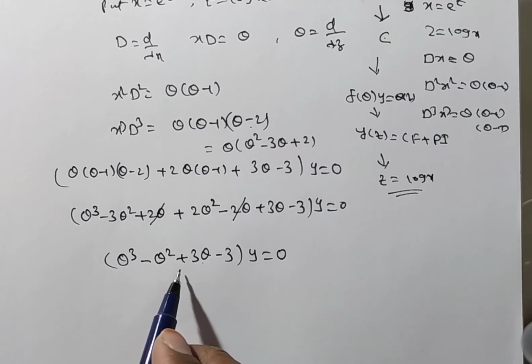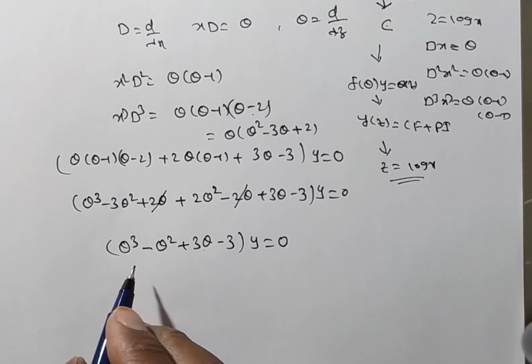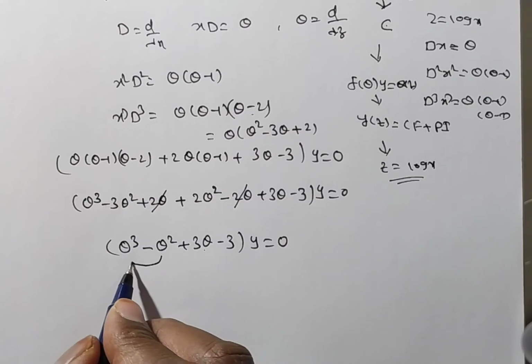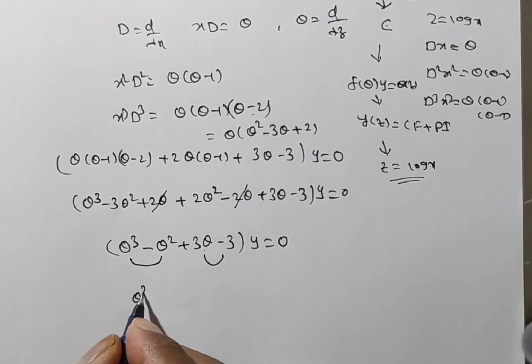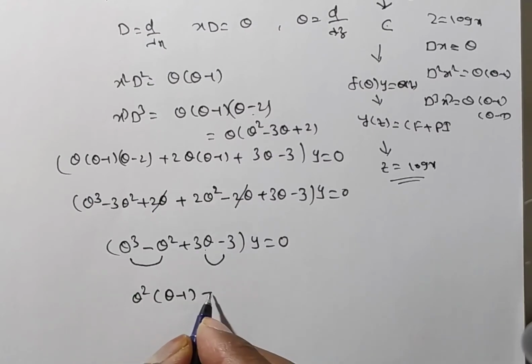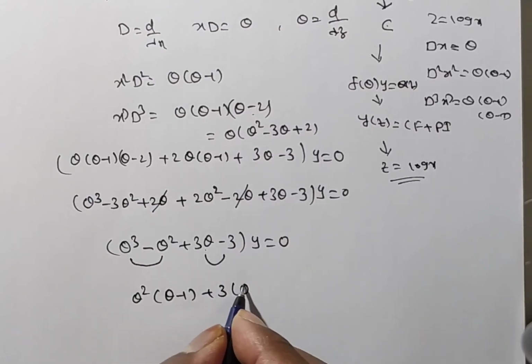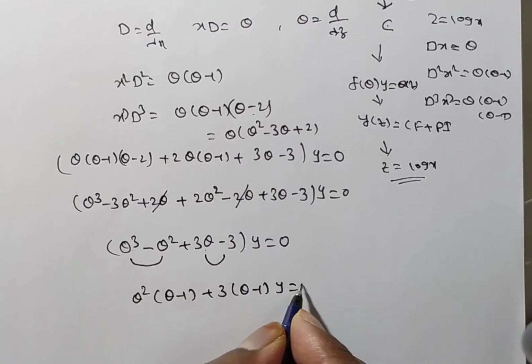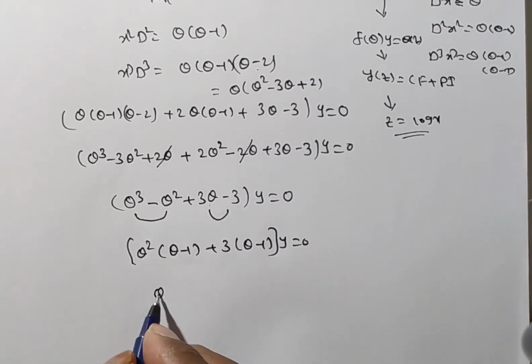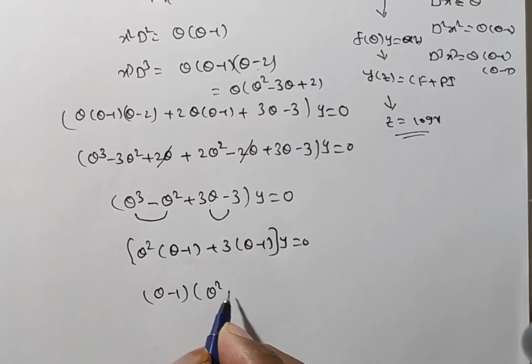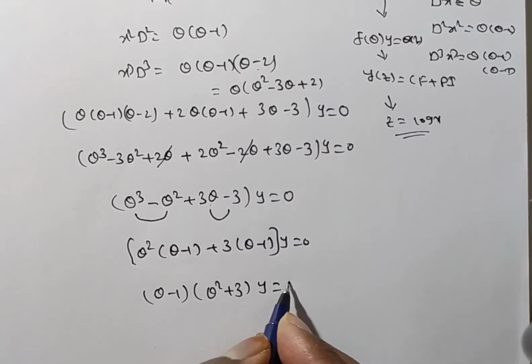So you will get 3 roots. To solve this one, any simplification? Yes, from the first two you can take θ² as common, then you have θ − 1. From the last two you can take 3 as common, then you have θ − 1. Taking θ − 1 as common from both, you will have (θ − 1)(θ² + 3) y = 0.